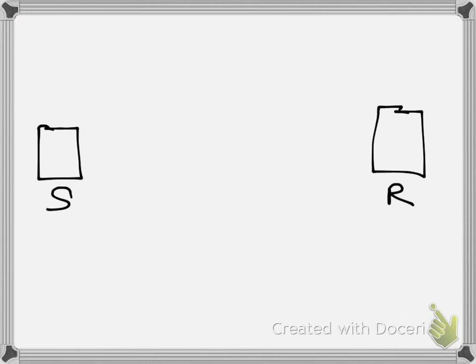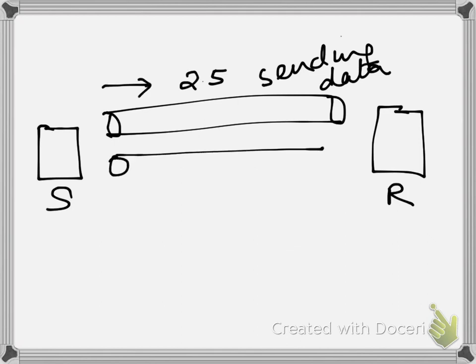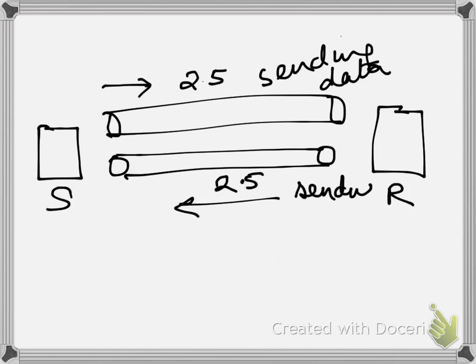we can look at it from this perspective also, that is, you have the sender and you have the receiver. You have one pipe for sending segments, so at a time 2.5 segments can be here. This is for sending data from sender to receiver, and you have another pipe here from receiver to sender, whose capacity would also be 2.5. This is for sending acknowledgements from receiver to sender.